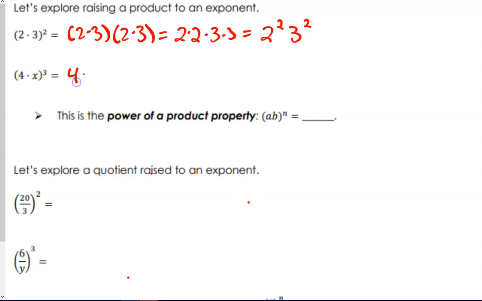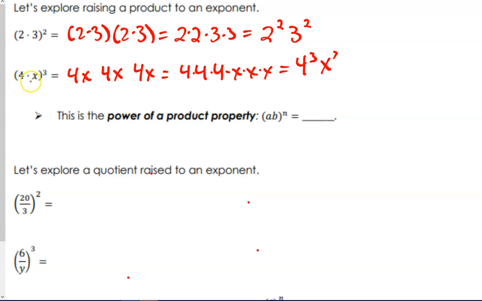This next one, we have 4x cubed. So we're going to have 4x, right, written 3 times, which means I have 3 4's. We also have 3 x's. So that's 4 cubed x cubed. So 4 and x on the inside, cube on the outside, becomes 4 cubed x cubed. So what's happening? Each piece inside of our parentheses is getting the exponent. So when I have pieces being multiplied inside, we're going to distribute the exponent to each piece. So we got to give the exponent of 3 to the 4 and to the x. Here I got to give the exponent of 2 to the 2 and the 3.